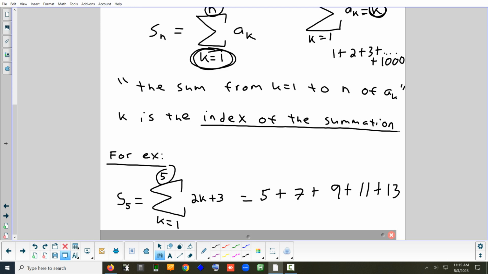So this means that, and I'm going to write this down in a second, but on the left, it's called sigma notation. On the right, that's called expanded notation.